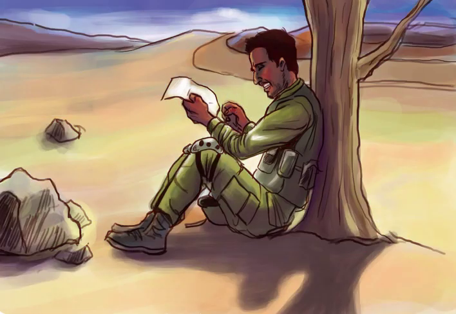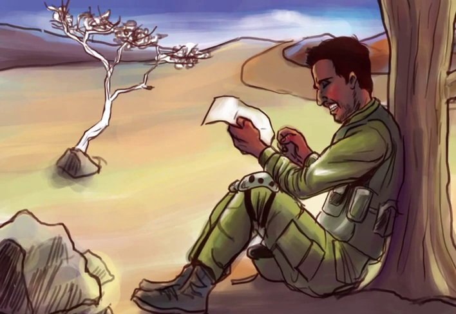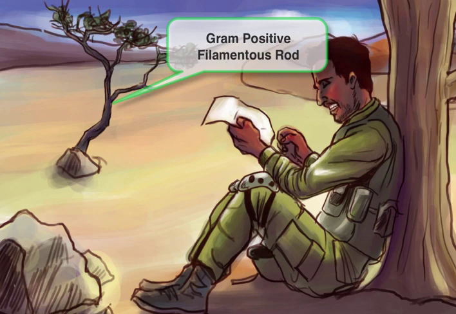So let's start with some identifiers first. The first thing you should know about Actinomyces, I already mentioned, is that it's a gram-positive filamentous rod, or a branching rod. To remember this, we're going to draw a tree in the background with nice long branches.